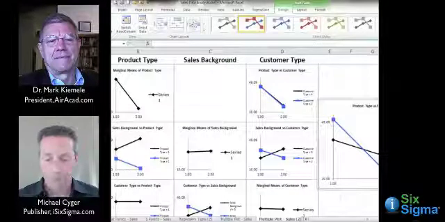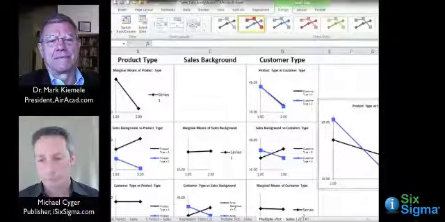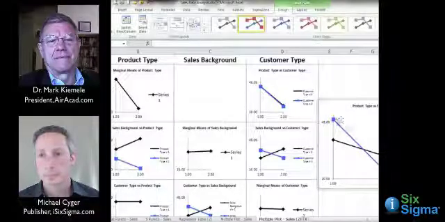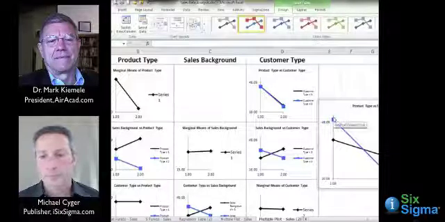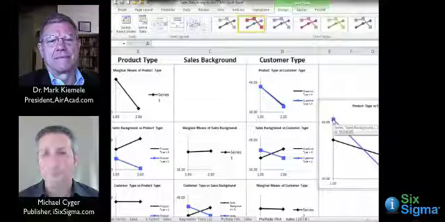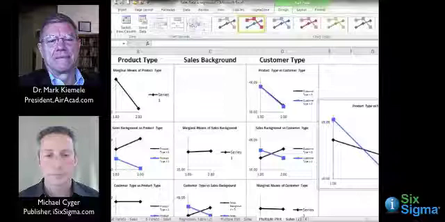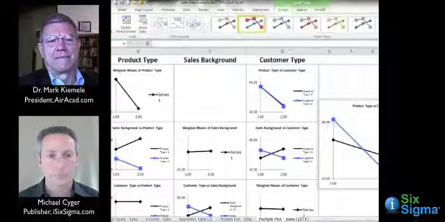Exactly. That may be a partitioning of your sales force to say, for product 2, we're only going to have sales background 1 sell that guy. For product 1, we're only going to have sales background 2 sell that guy. That's exactly right. It allows you to partition, develop a strategy or a policy that will allow you to maximize your revenue. That's the whole idea here.